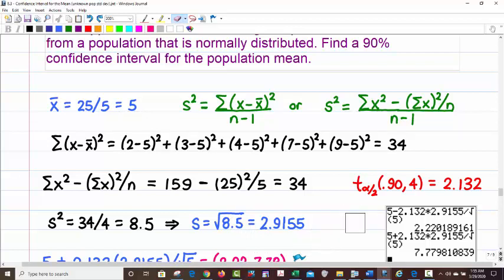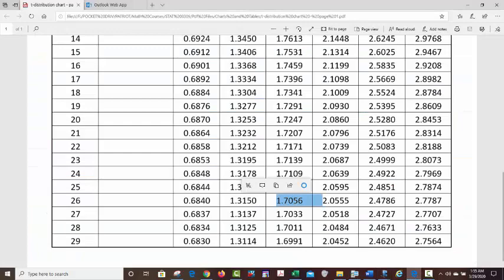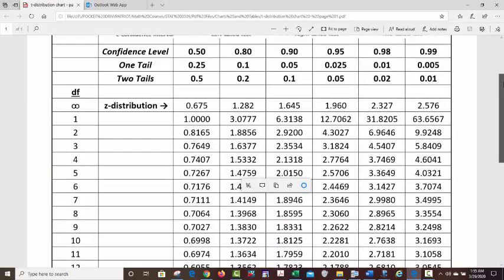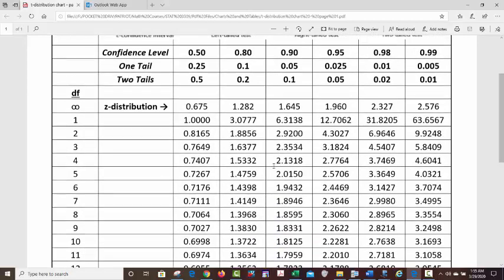Now I need the critical value, so it's a 90% confidence interval. We know n is 5 because there are 5 numbers, so it's 4 degrees of freedom. Let's go get that number off the chart. 2.1318.